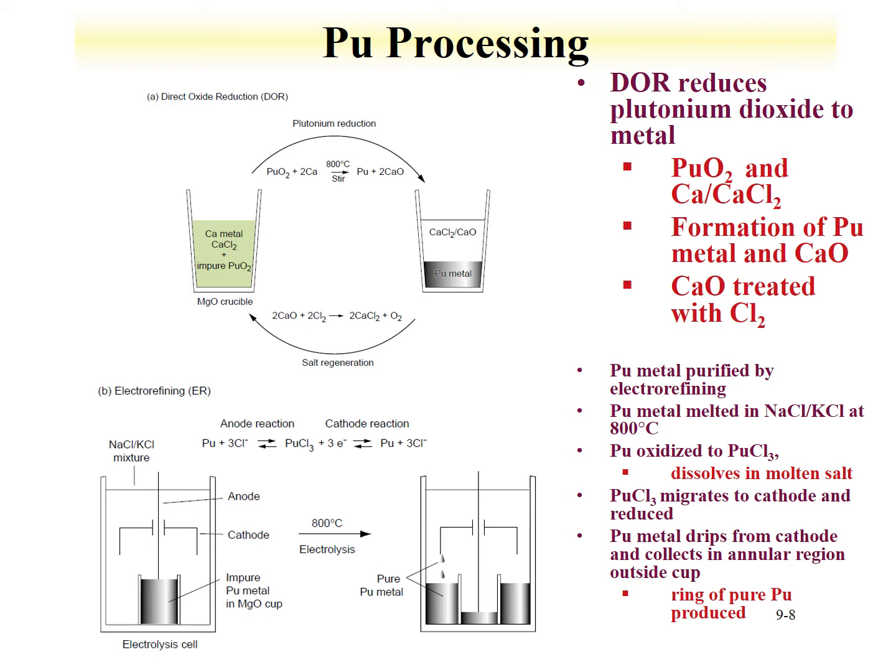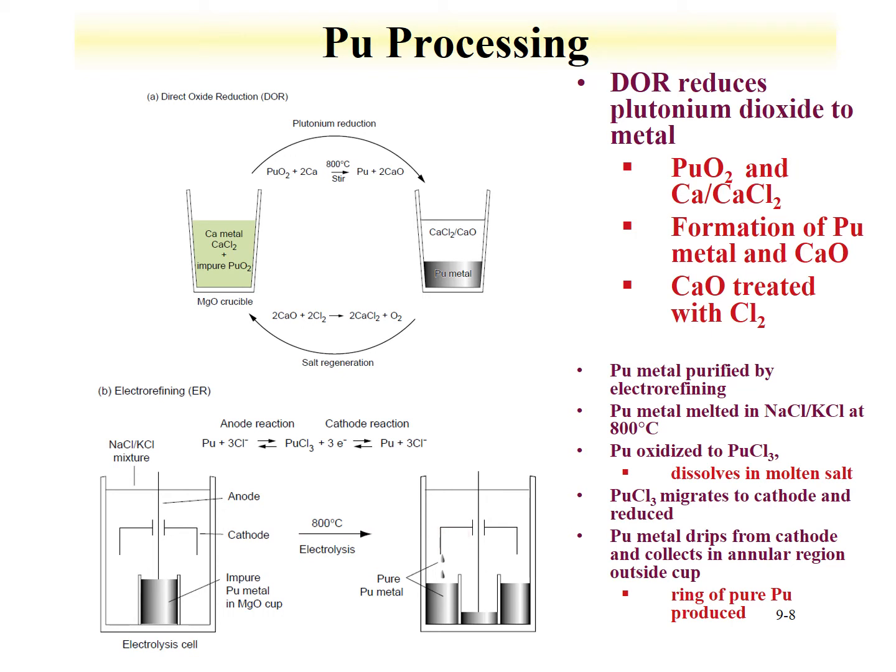This plutonium metal can be further treated by electrorefining. The metal can be added to a magnesium oxide cup in a calcium chloride, potassium chloride salt at elevated temperature, in this case 800 degrees, well above the melting point of plutonium metal. This melted plutonium metal can then be oxidized to plutonium trichloride, which dissolves in the molten salt. It can then travel to the cathode, as was shown here. At the cathode, it's reformed into the metal.